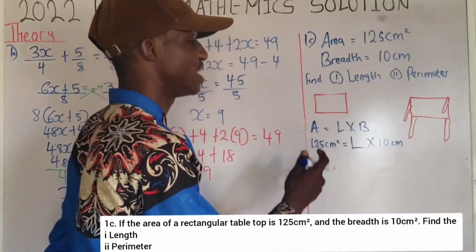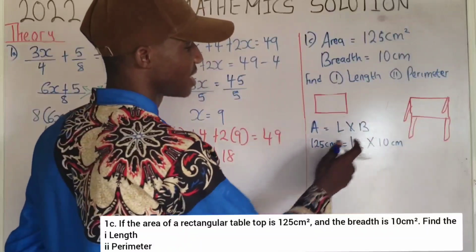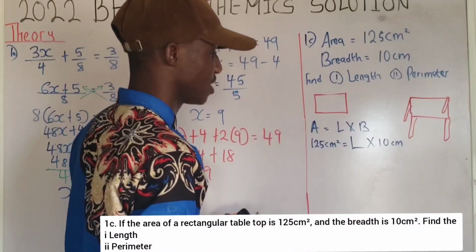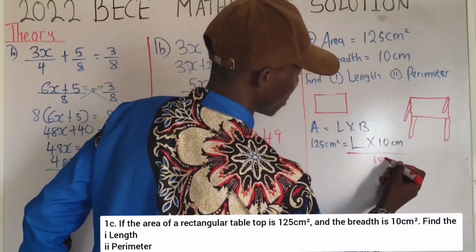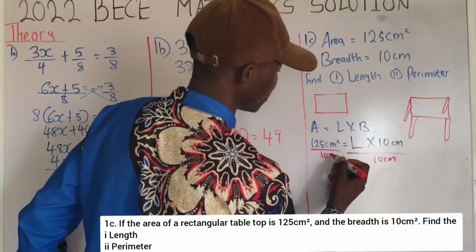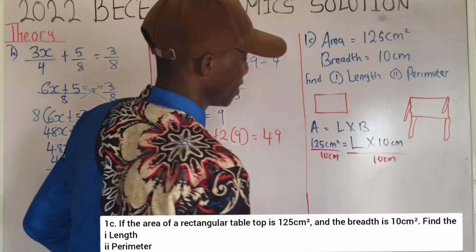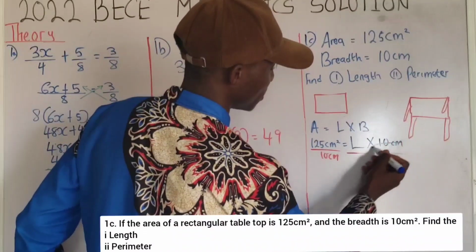To get the length, I'm going to divide both sides by what? By 10 centimeters. Do you understand? So here, please pay attention, this is divided by 10 centimeters and this is divided by 10 centimeters. Do you understand? So this will cancel this, so I'm left with what?